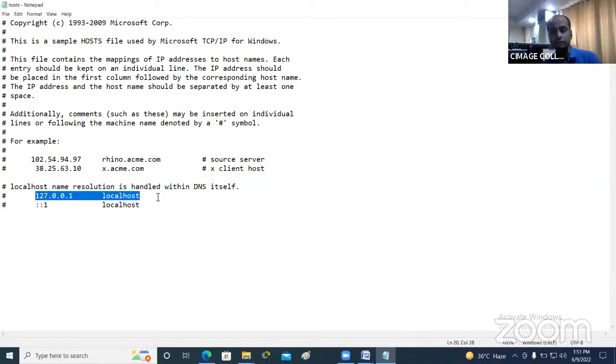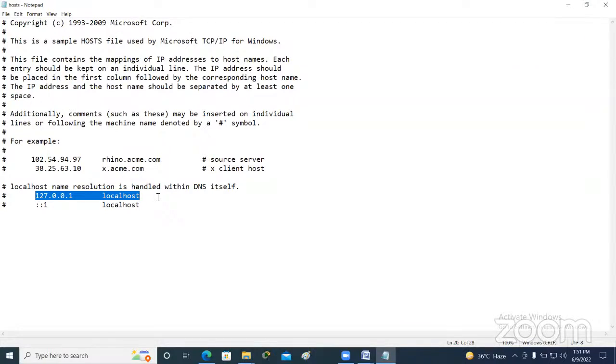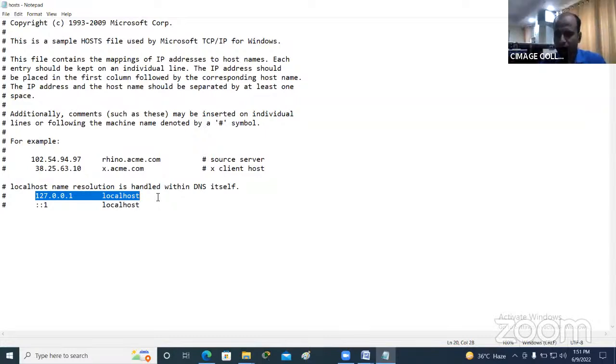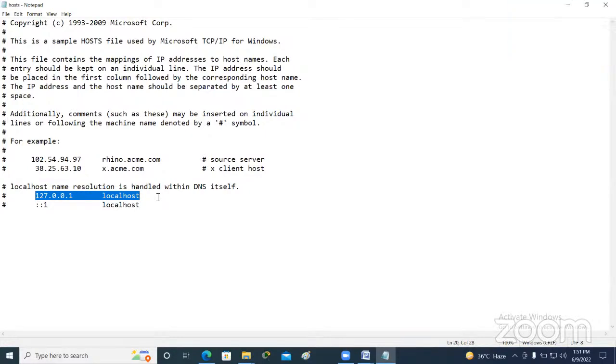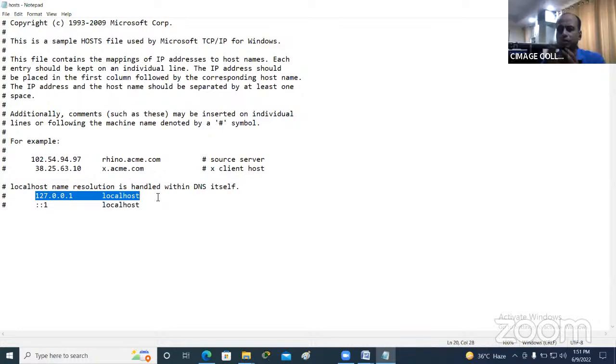Now you will find that there is an IP address 127.0.0.1, and just beside the IP address there is a slash and then localhost written. You have no web server. You have just created a page and tried to open it through the browser. Then this is loopback testing. For this testing, this loopback IP is helpful.